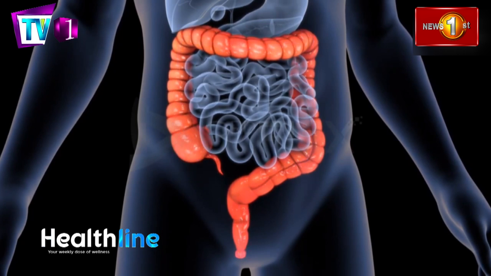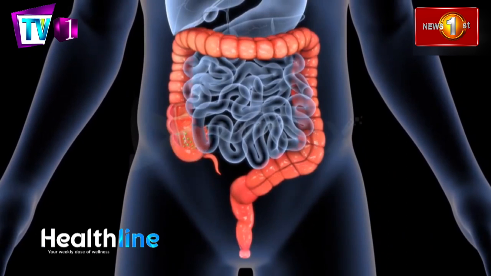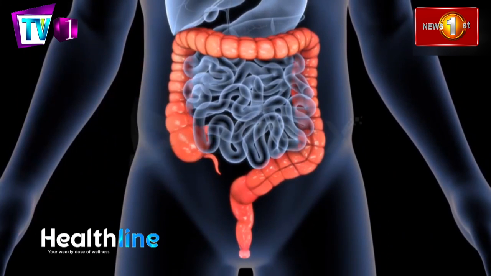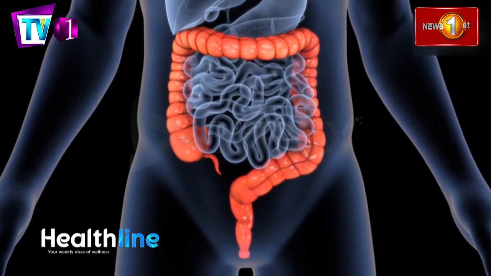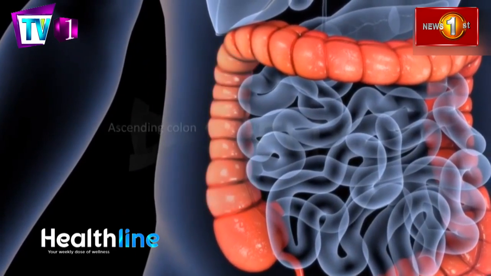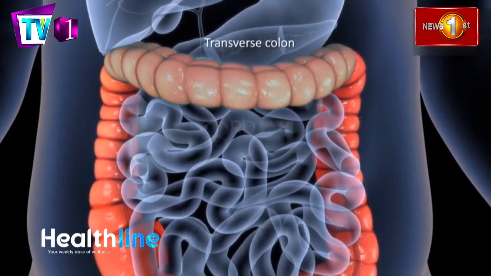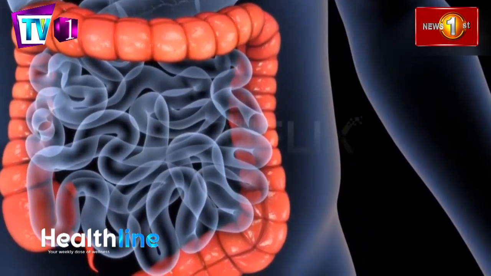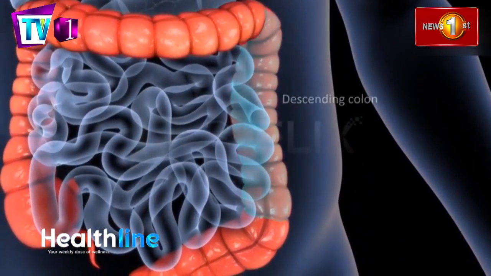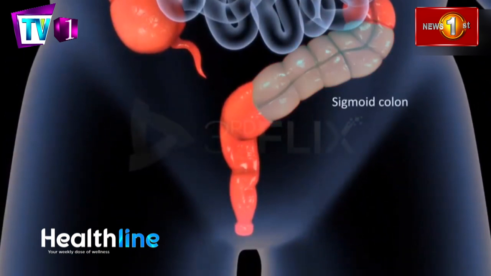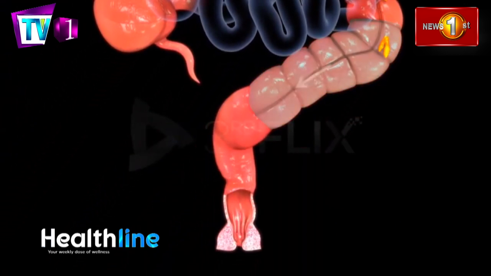The colon starts from the right side of the tummy, the lower part of the right side, and that is the origin of the colon. We call that area the cecum technically. Then it has an ascending part which comes up on the right side of the tummy, called the ascending colon. Then it goes across our tummy to the left side, and that part is called the transverse colon. Then it descends downwards on the left side, we call it the descending colon, and the last part of the colon is called the sigmoid colon because it has a sigma shape. So these are the parts of the colon.